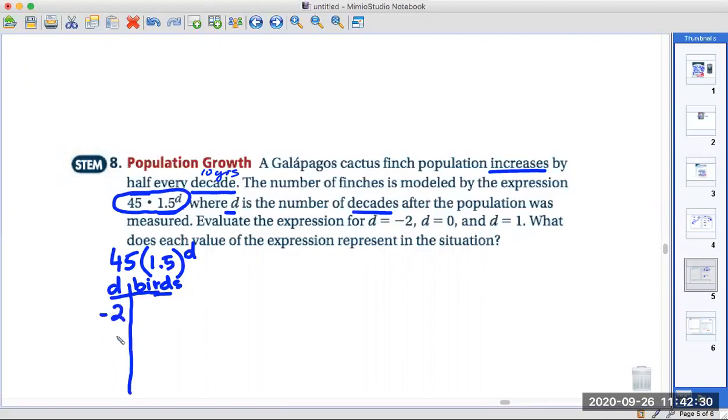And we want to know -2, how long ago was that? 20 years. So 20 years. Why? Because it's decades. 20 years ago, because we're going back in time since it's negative. This is now. The most important, what do we start out with? Super important. And then this is in 10 years from now, because a 1 means 1 decade.